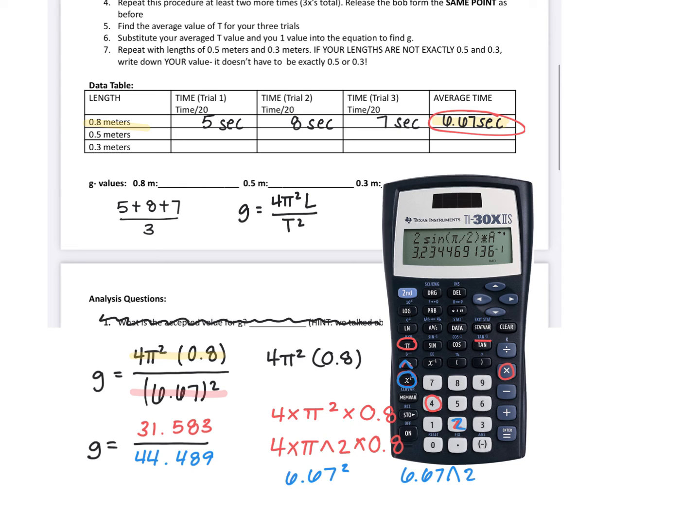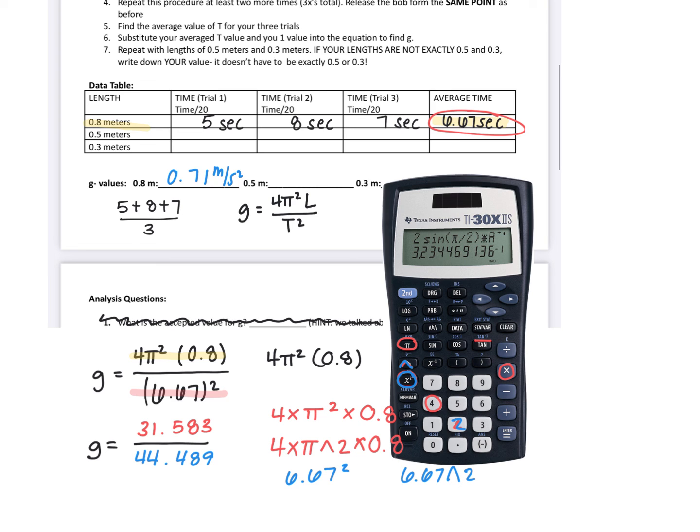I have those numbers in, so now I'm going to take my 31.583 divided by my 44.489. I divide those through, and the g that I got was 0.71 meters per second squared. Now, remember, the data that I got was completely artificial. You should be getting a number that is close to 9.8. However, this might be that there was error.